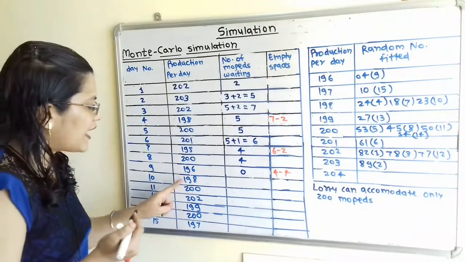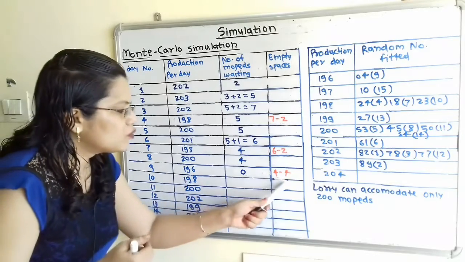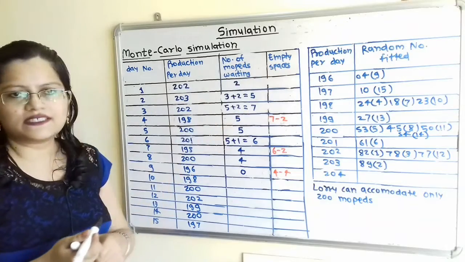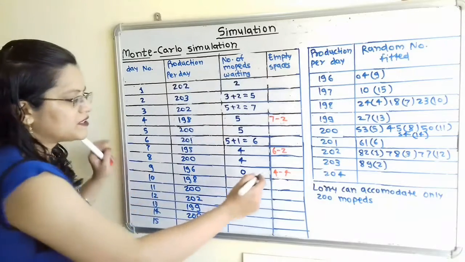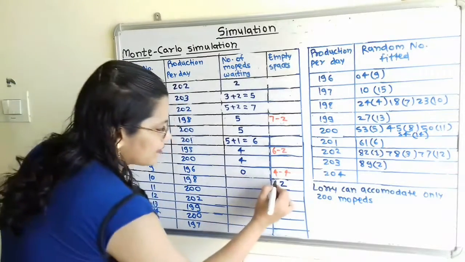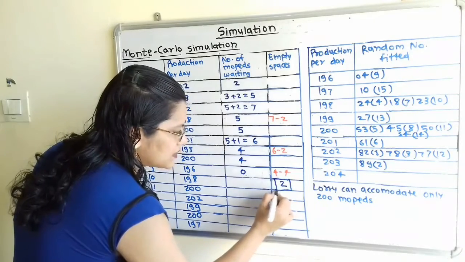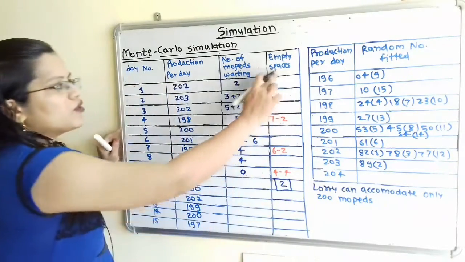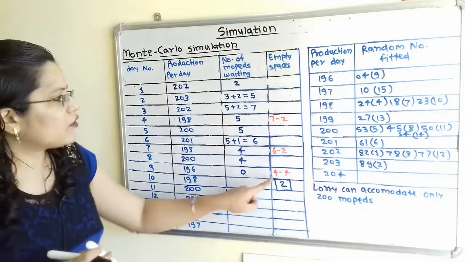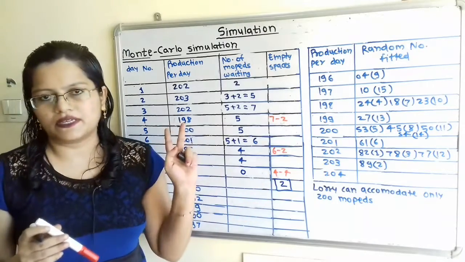Then 198. For this 198, that means 2 spaces are available, that is, 2 empty spaces. For these 2 empty spaces, I will write here with the help of the blue marker and make a bracket, because we have to consider these 2 empty spaces to calculate the average number of empty spaces in the lorry. At this time, that is the 10th day, 2 spaces are empty.